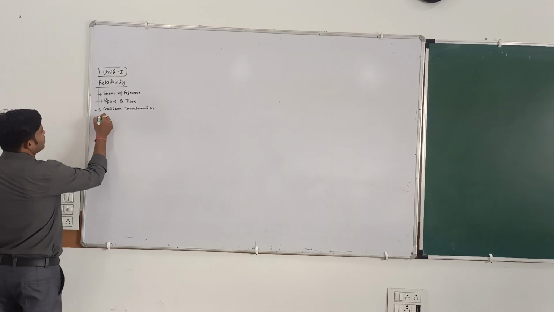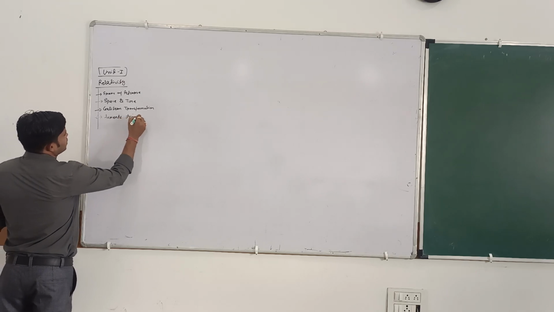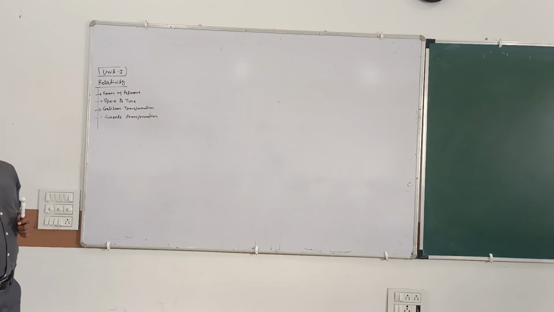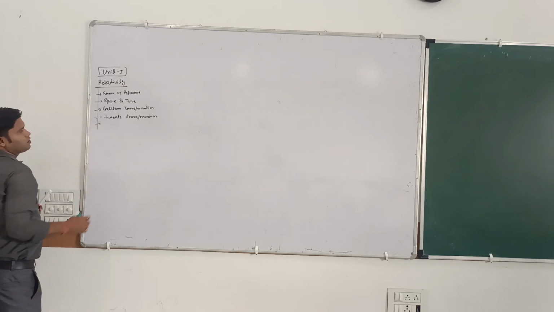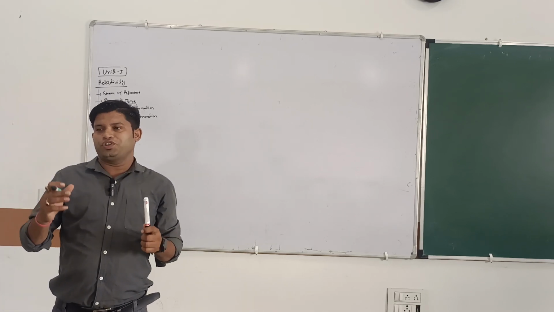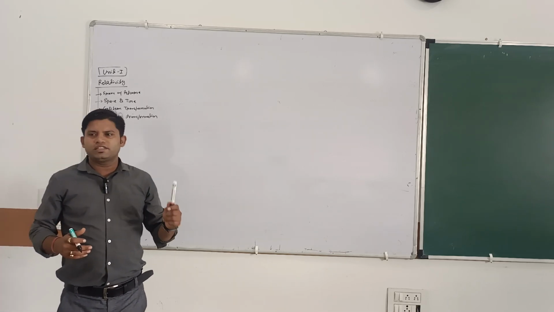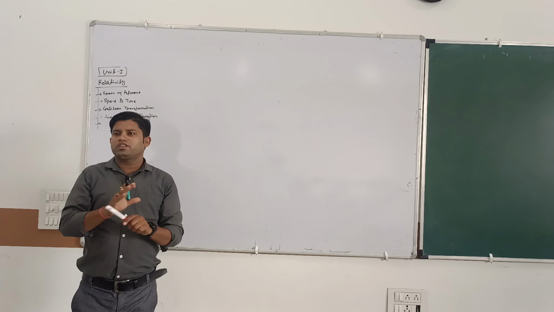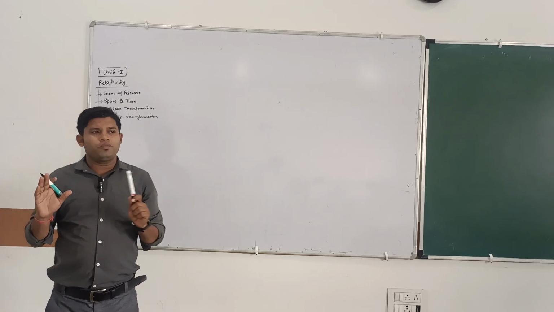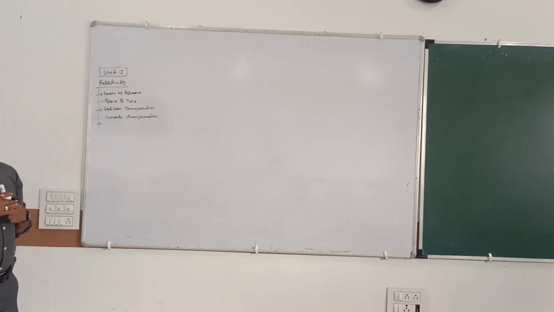Now, Lorentz transformation. Under this Lorentz transformation, we already explained a total of 8 equations: x dash, y dash, z dash, t dash, x, y, z, and t. These are all completed in unit number 1. I am just giving the overview of unit number 1 for newly admitted students. Then we start unit 2.